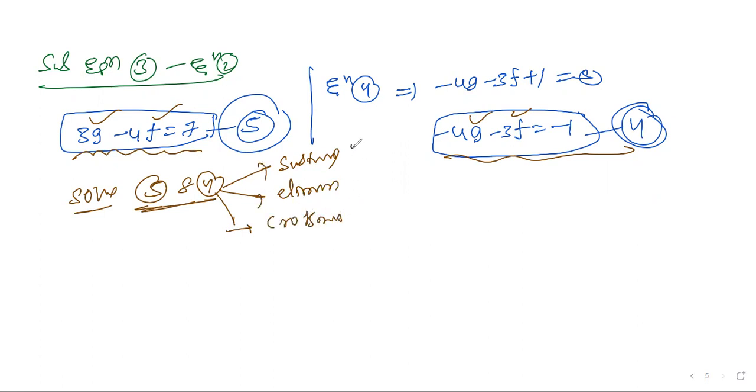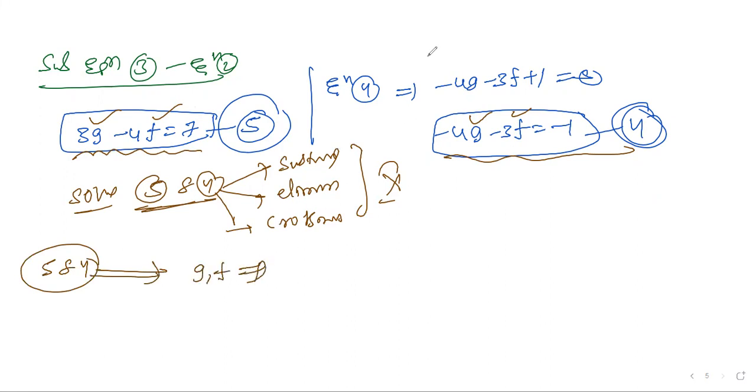Cross multiply method. These are all 10th class methods. Whatever the method you use, solve equations 5 and 4. After solving 5 and 6, what are you going to get? The values of g and f. I don't want to solve it right now, because I think you know how to solve for g and f values.